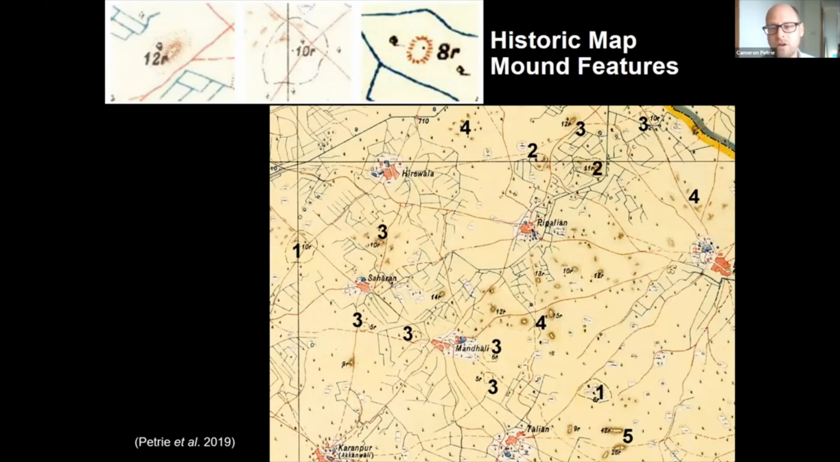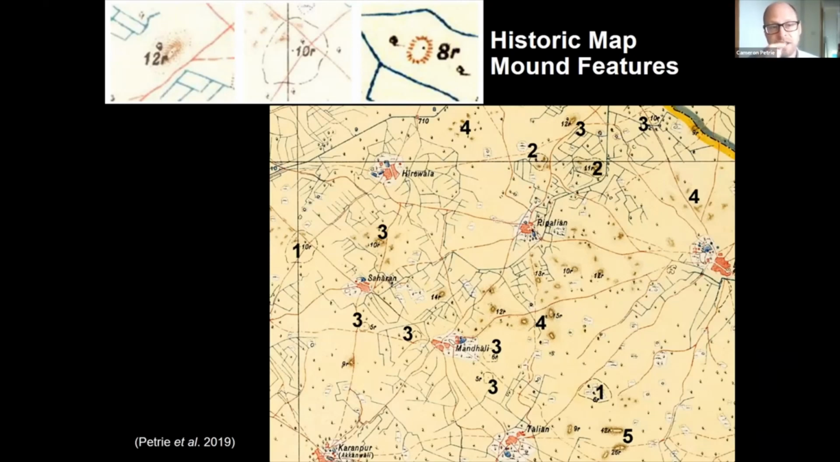Now, what you can see on the lower right-hand side is the number of features that are visible on a relatively small area of one of these historical maps. The numbers relate to the feature type. So there's features of certain sizes and things. And the features that we've started to document systematically, starting as part of the Two Rains project, continuing through the Tigris project, and now as part of the MAHSA project, is to systematically document these different features.